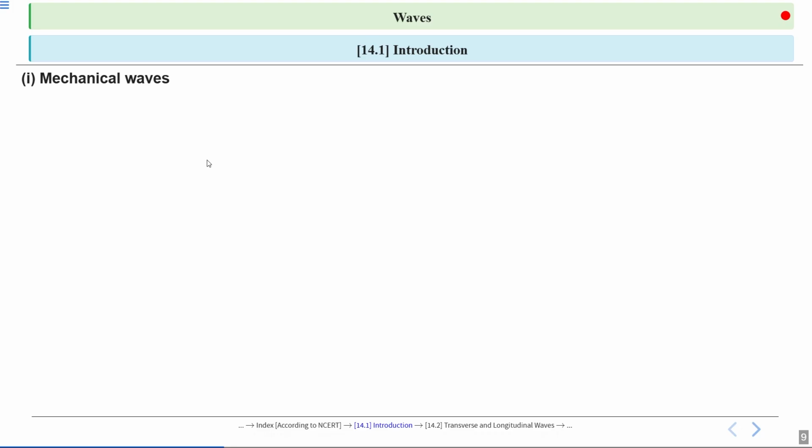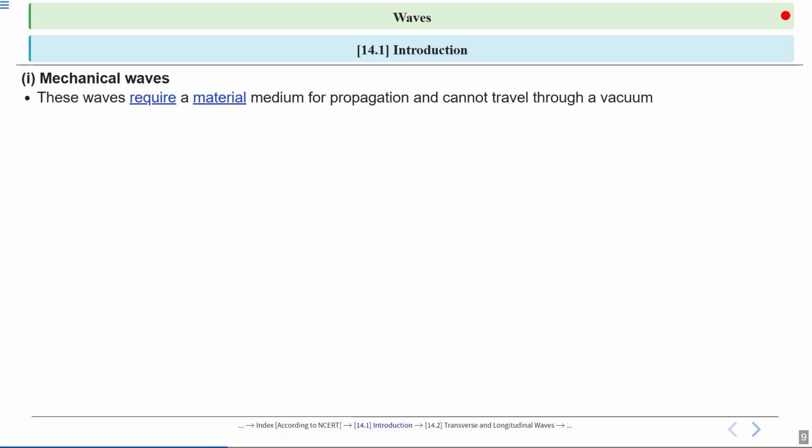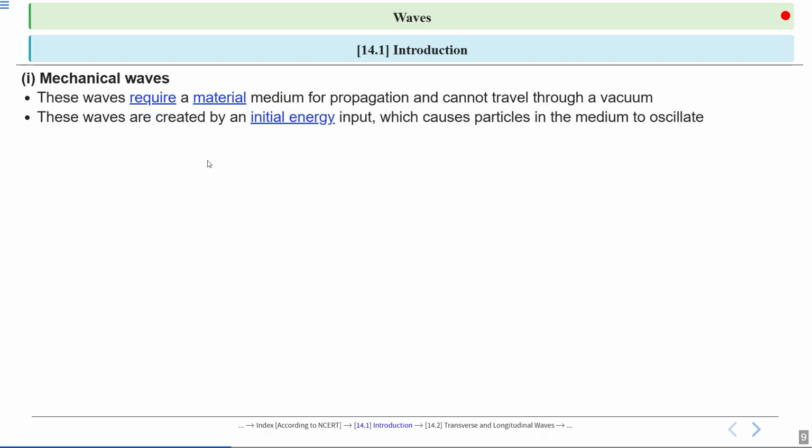Now let's understand mechanical waves in detail. So these waves require a material medium for propagation and cannot travel through a vacuum. These waves are created by an initial energy input which causes particles in the medium to oscillate. This energy causes the particles in the medium, like water molecules or air particles, to start oscillating or moving back and forth.